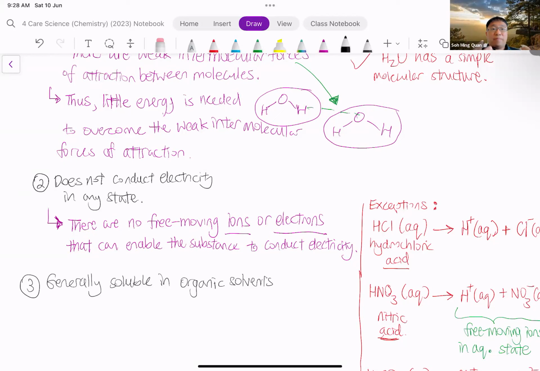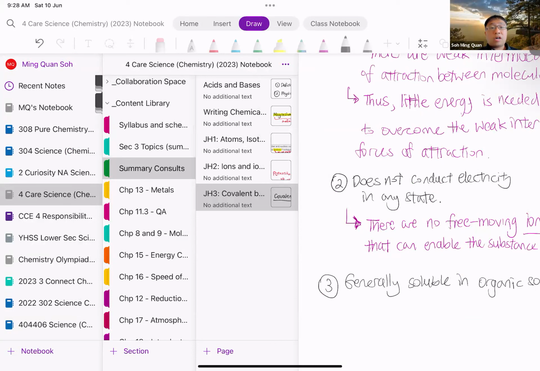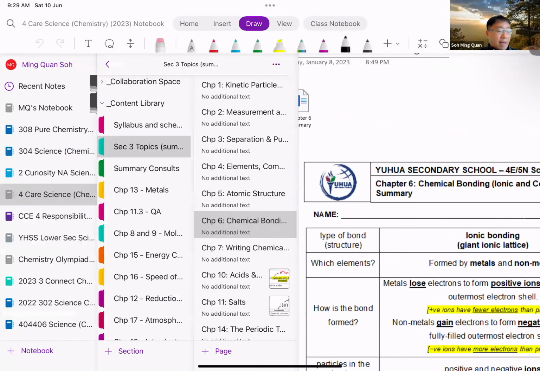We have summarized the steps involved in drawing the dot and cross diagrams for both ionic and covalent substances over this lesson and the previous lesson. A summary of this can also be found in the summary notes given to you at the start of the year, on the first day of school. If you recall, I gave you a very thick stack of summary notes for Sec 3 topics. You can also find these summary notes under our OneNote contents library under Sec 3 topics, summaries. And this is chapter 6.